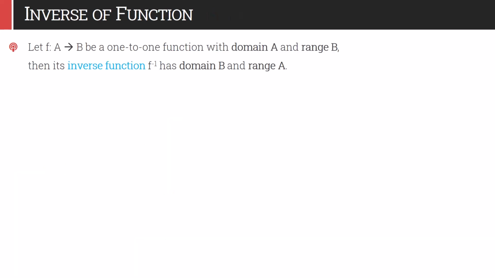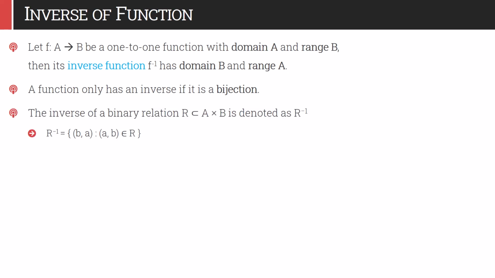Let us see how to compute the inverse of a function. If f is a function from A to B and it is a one-to-one function with domain A and range B, then its inverse function f inverse has domain B and range A. So domain and range will interchange when we compute the inverse of the function. So domain will become range and range will become domain. A function only has an inverse if it is a bijective function. Otherwise, we cannot compute the inverse of the function.